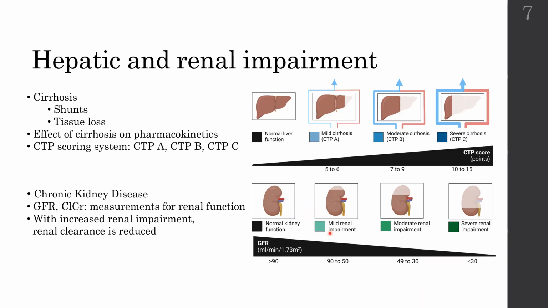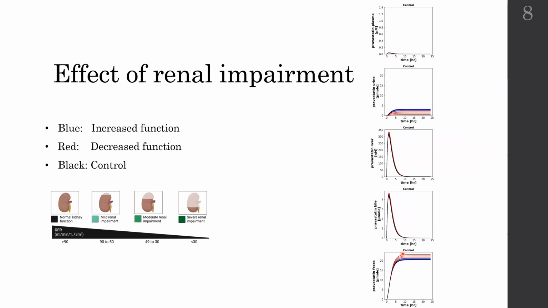In patients with normal renal function, the GFR amounts up to 90 milliliters per minute per 1.73 square meters or higher. And as renal impairment becomes more severe, the GFR is significantly decreased, as shown here by this scale. So with that information in mind, we wanted to see if the model was able to simulate the effect that various degrees of renal impairment had on the pharmacokinetics of pravastatin.